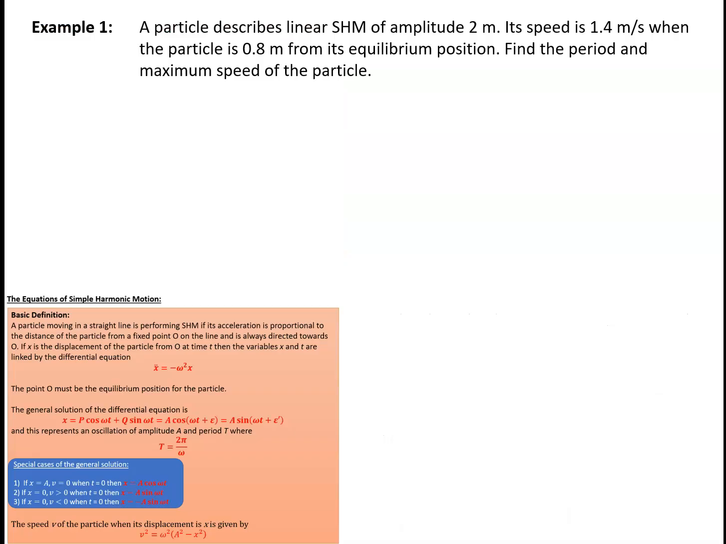So moving on to some examples of using these equations of simple harmonic motion. In our first example, we're told we've got a particle describing linear simple harmonic motion of amplitude 2 meters, and its speed is 1.4 meters per second when the particle is 0.8 meters from its equilibrium position. We've got to find the period and the maximum speed of the particle.